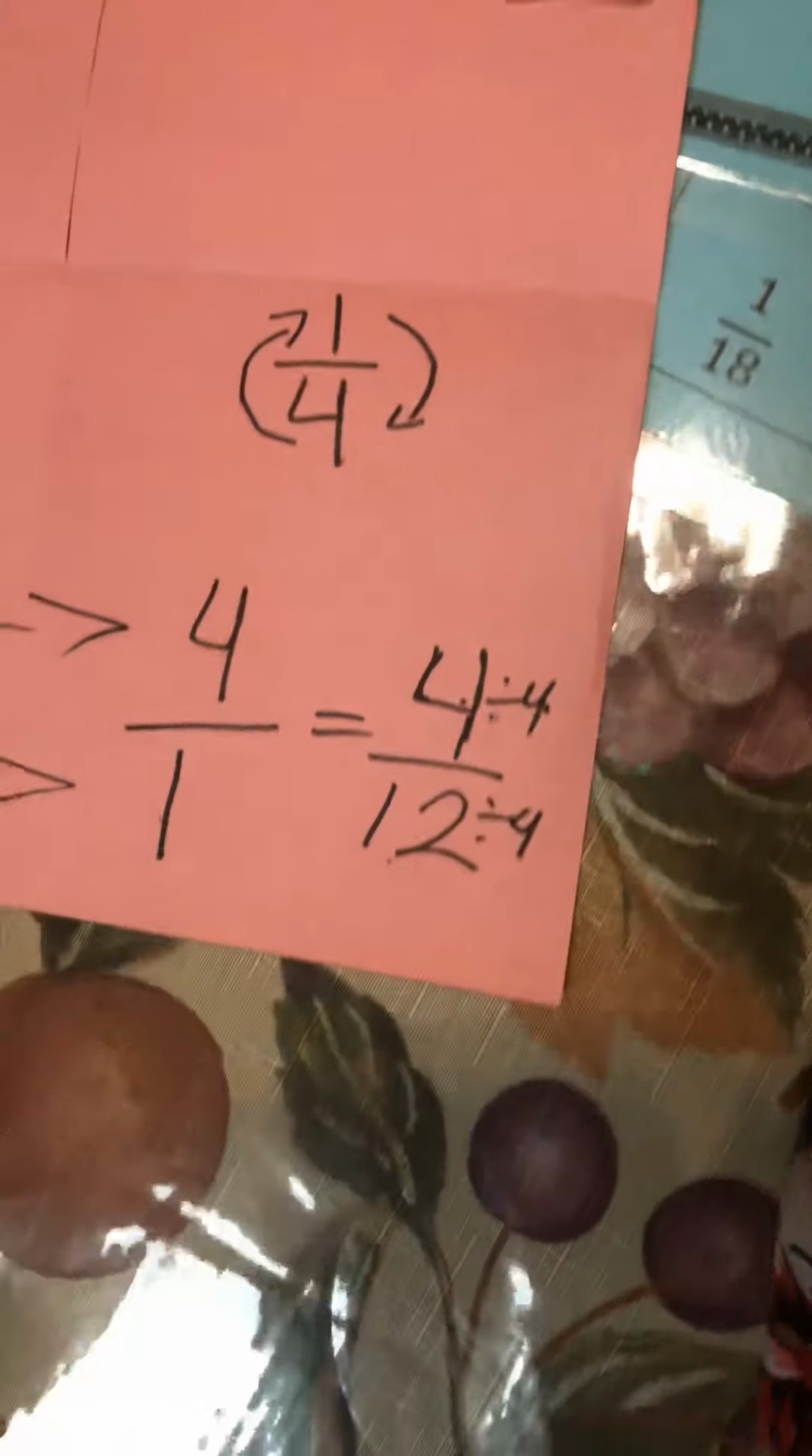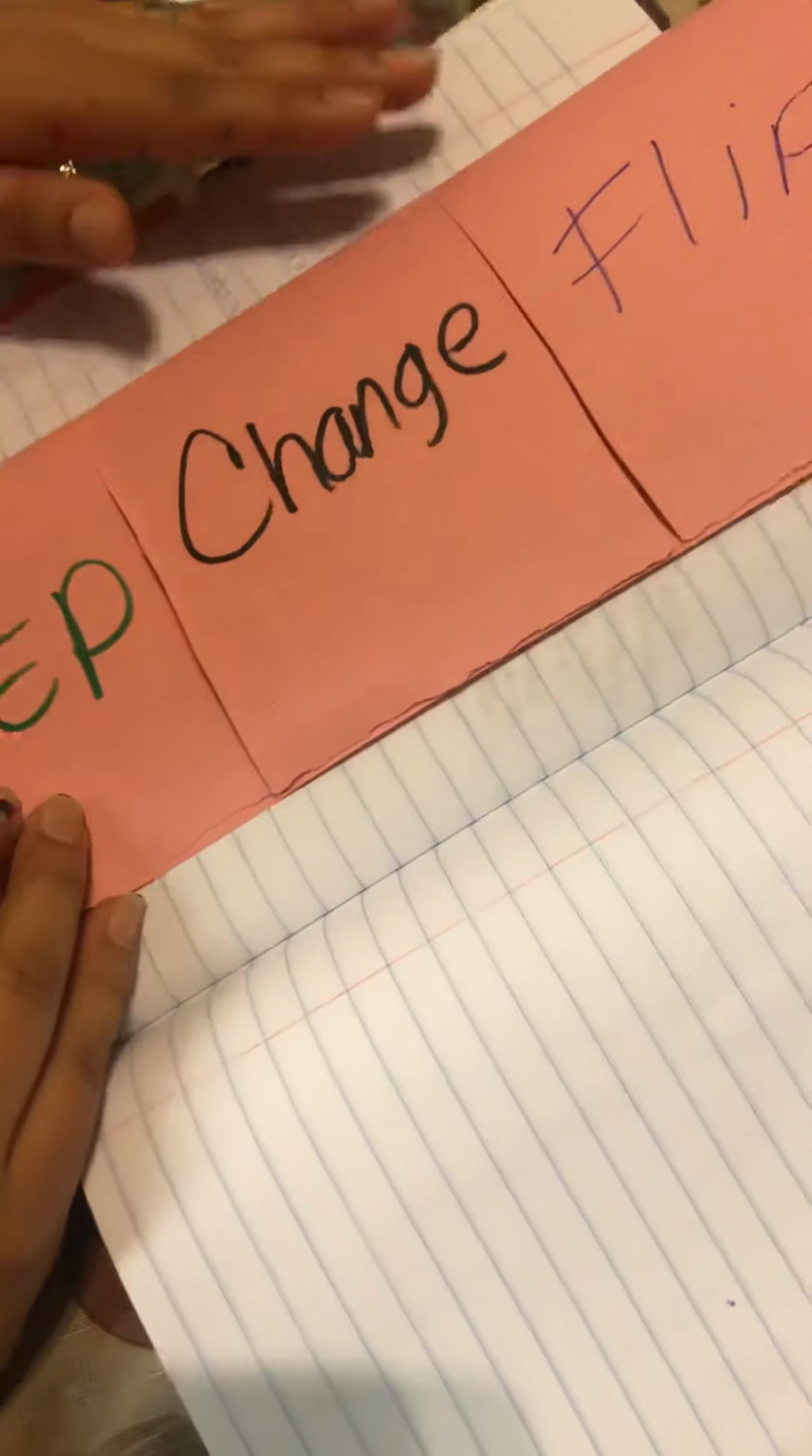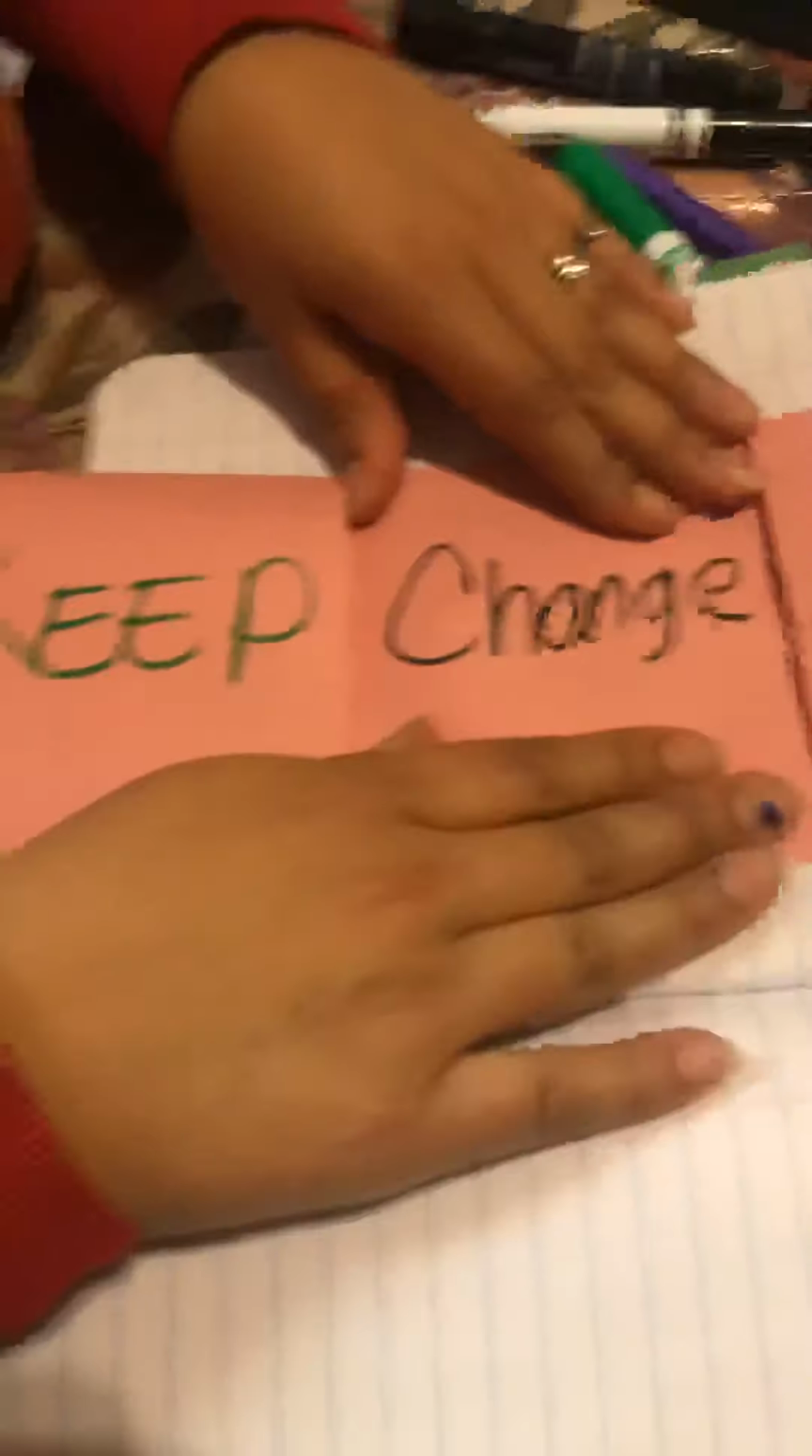So now that we have our foldable with our example, what I want you to do is to grab your math journal and you're going to glue it. Put glue in the middle tab and you're going to glue it in your journal like this. So you can just fold it like that and you will have it for your notes.